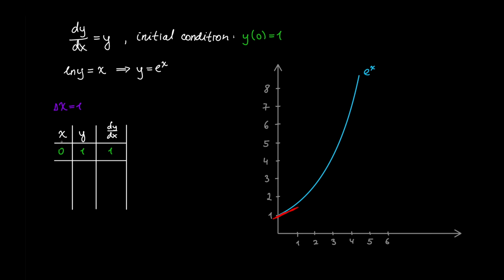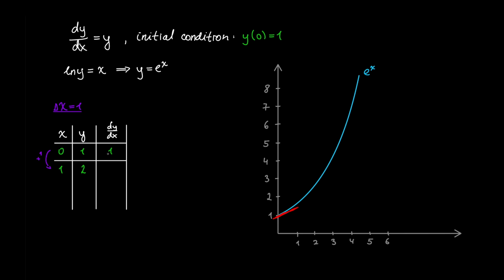Now, if initial x was 0 and we take a step equal to 1 unit, that means the next x value is going to be equal to 1. What I did is that I simply added 1, because that is my step. Now, what about the y value? If I originally had y equal to 1, and the slope throughout this step is equal to 1, that means that a 1 unit increase in x denotes a 1 unit increase in y. So that means y now is going to be equal to 2.